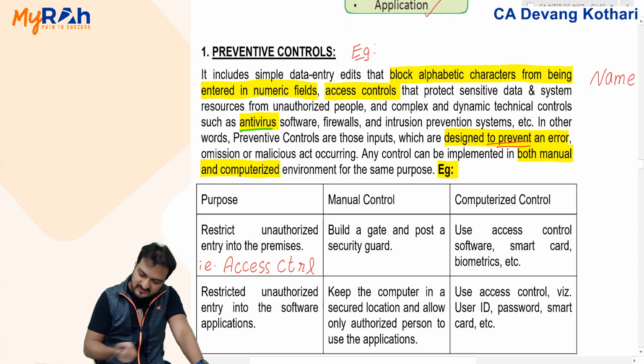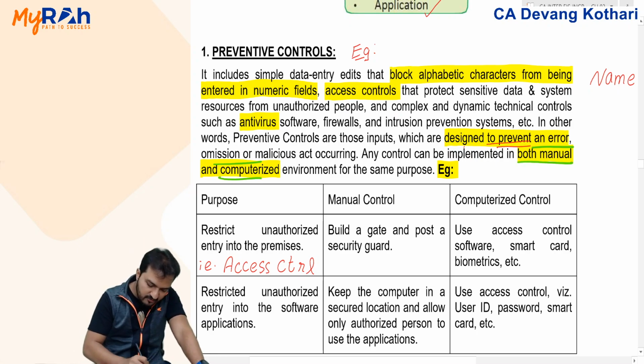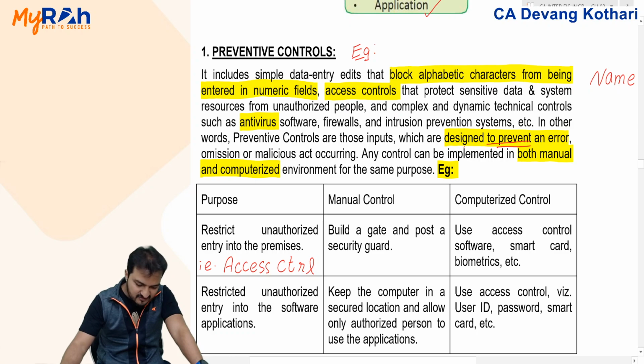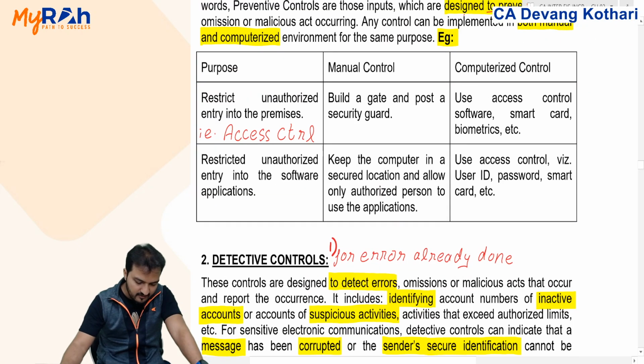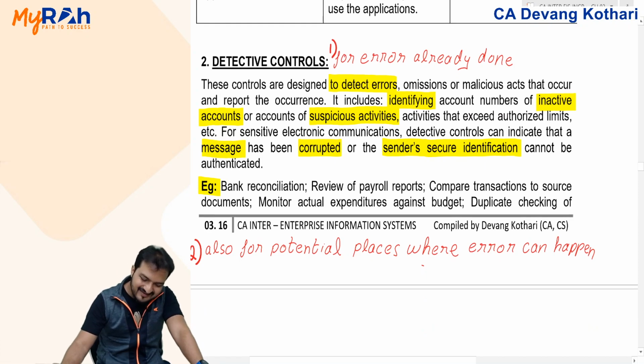Antivirus software are preventive controls designed to prevent. Preventive controls are in general all those designed to prevent an error or omission from happening. It might be manual or it might be computerized controls. Then certain examples of preventive controls are here that you will read. I'm not revising all.